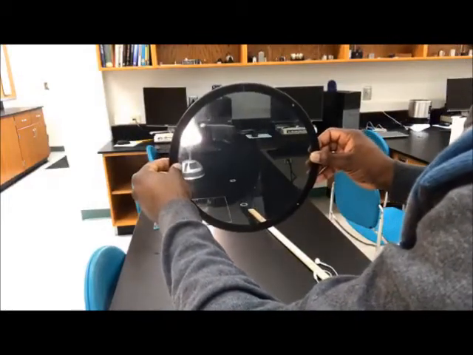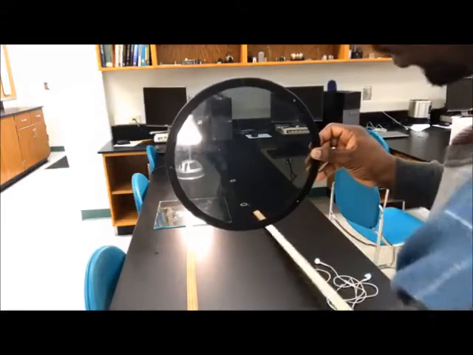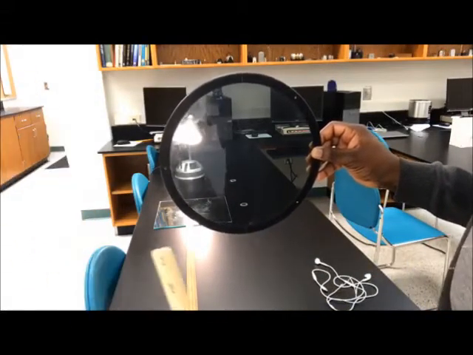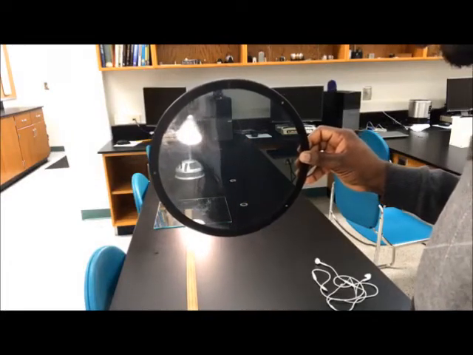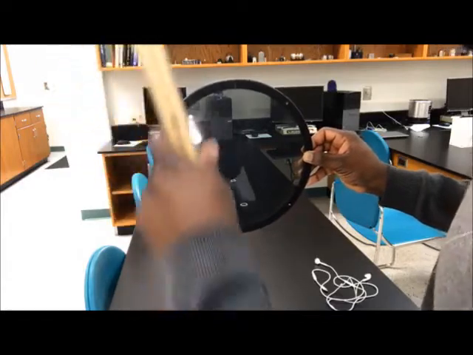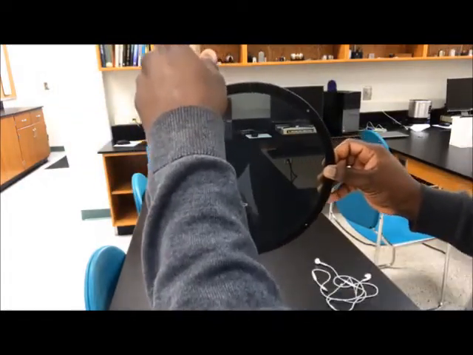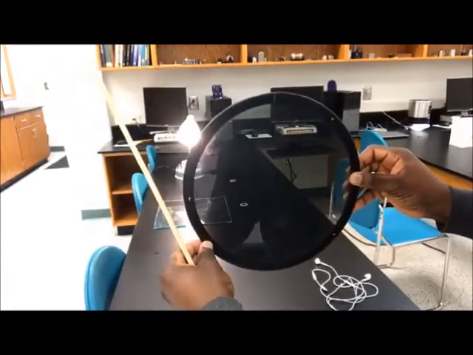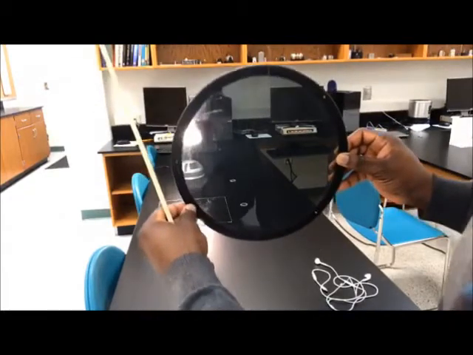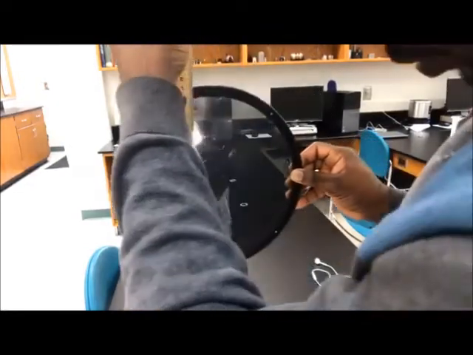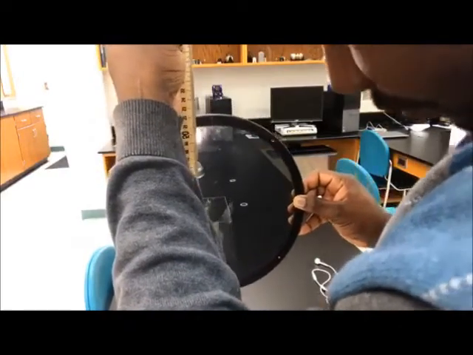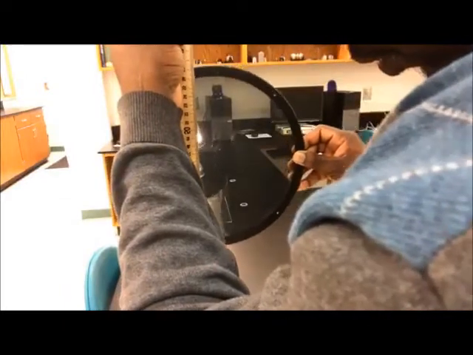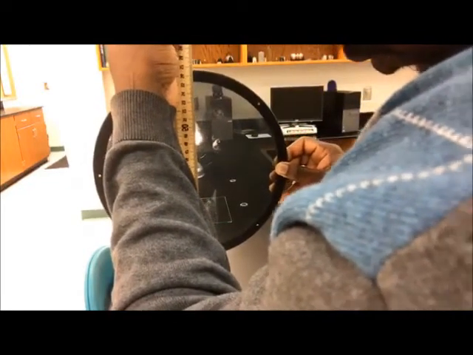Alright, this is a sweet spot. This is where it gets really dim. This height right here. So I'm going to measure the height, the distance between the center of my Polaroid and the surface from which the light is reflected. Let me try to do this. Alright, here's a sweet spot. So this is about 47 centimeters.